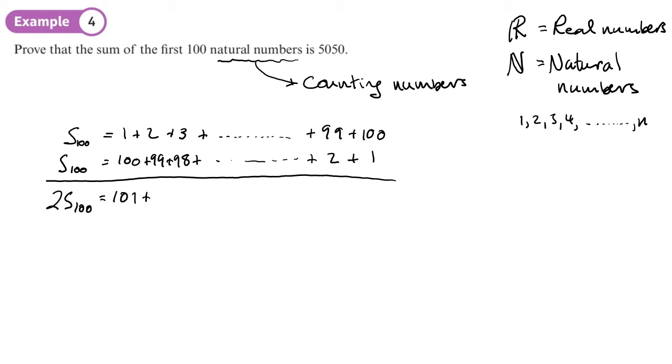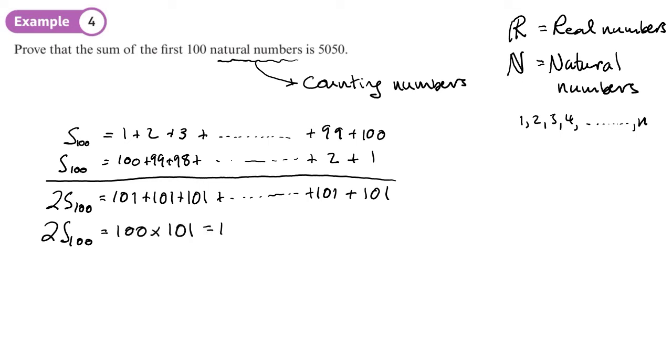So 101 plus 101 plus 101. It's gone slightly out in column wise. 101 plus 101. So 2 times the sum of these 100 numbers is going to be 100 times 101, which is 10,100. So the sum of those 100 numbers is going to be half of that, half of 10,100, which gives us 5,050. You can pretty much do that without any type of calculating device. So there's our proof.